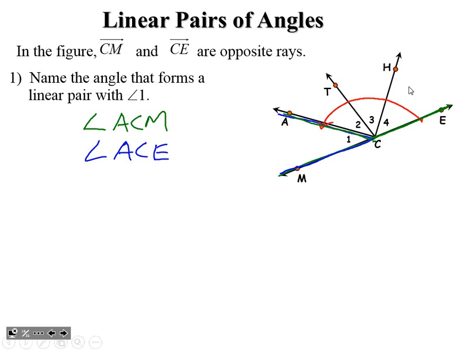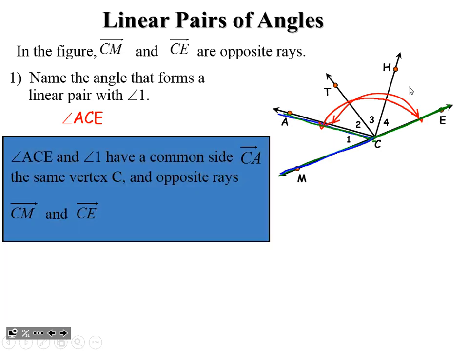I wrote this backwards. We're going to erase that really quickly. So we have ACE as our answer. If we look, this is what we just talked about. ACE and angle 1 have a common side of CA, the same vertex at C, and opposite rays CM and CE. So they made that straight line. Do we write that in a box? Write it below it since the box is too dark.